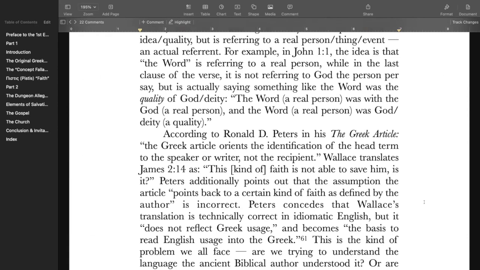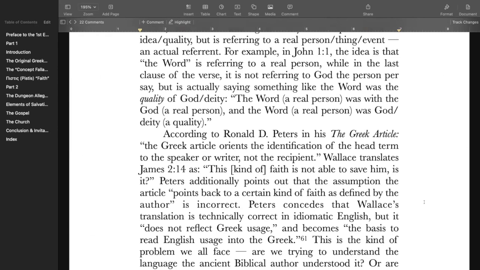This is the kind of problem we all face, I say. Are we trying to understand the language the way the ancient biblical author understood it? Or are we simply creating a pseudo language that mimics English understandings? Now, I'm not saying that to criticize Wallace. I'm saying that in general. In general, that is the concern we should all have in every aspect of the language, grammar, vocabulary, whatever. We have to ask ourselves, are we reading into the understanding an English concept, or are we actually trying to figure out and train ourselves to think the way the ancient Greek writer is thinking?